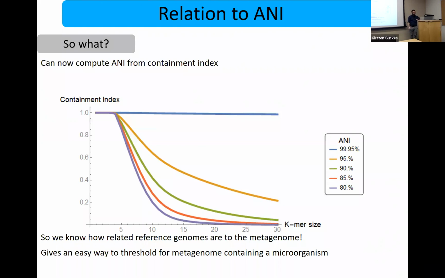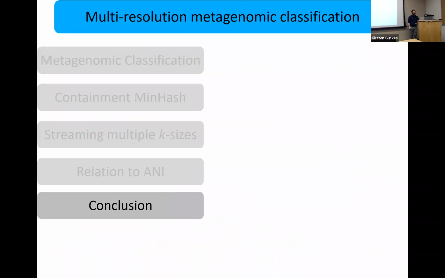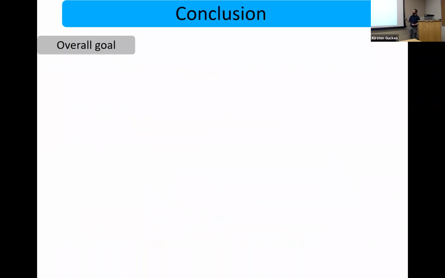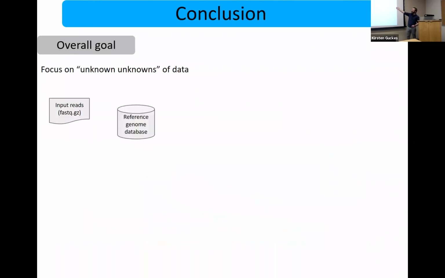Awesome. We'll have time for questions. So, in conclusion, what am I trying to do with all this? My personal goal is to try to drill down on the unknown unknowns of our data. So from these input reads, using all this fancy smash and alignment and metaline stuff, I basically want to be able to partition my reads.